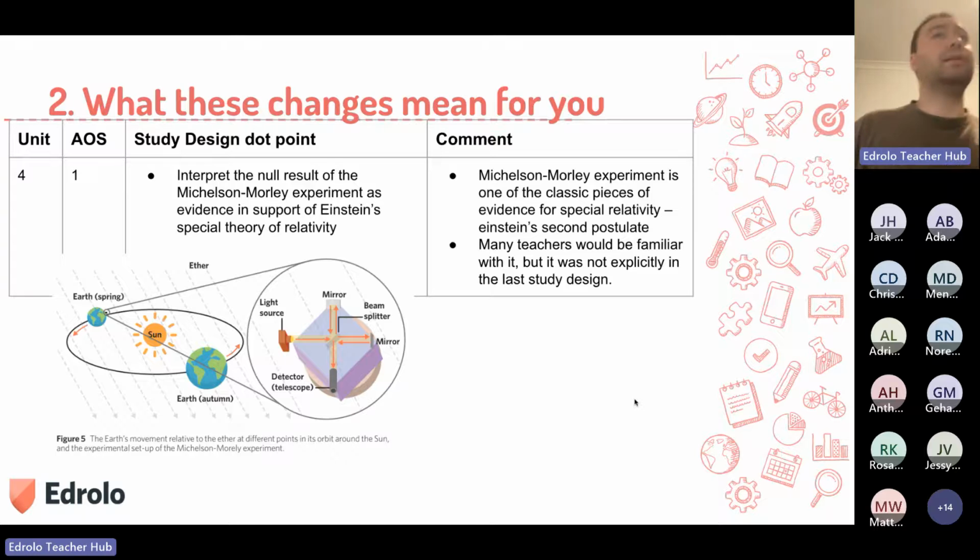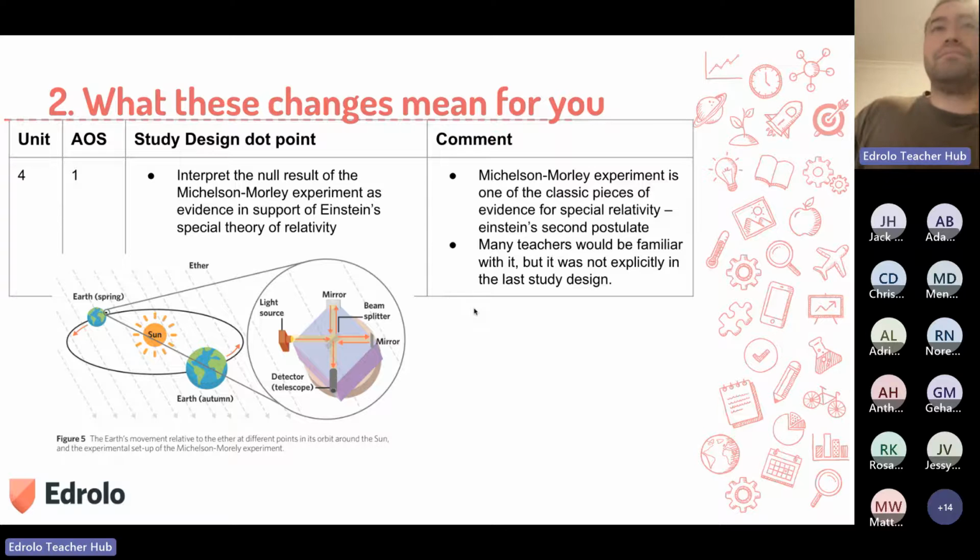The Michelson-Morley experiment. The Michelson-Morley experiment would be familiar to many experienced teachers here. It does appear in many textbooks already as one of the key pieces of evidence, but I suppose it's new for this study design. So it's: interpret the null result of the Michelson-Morley experiment. Here we have a diagram from our new textbook of the Michelson-Morley experiment, or a very similar experiment, we'll call it. It shows the Earth orbiting the Sun and a light source splitting into two different beams, one parallel to the Earth's velocity, one perpendicular to the Earth's motion.